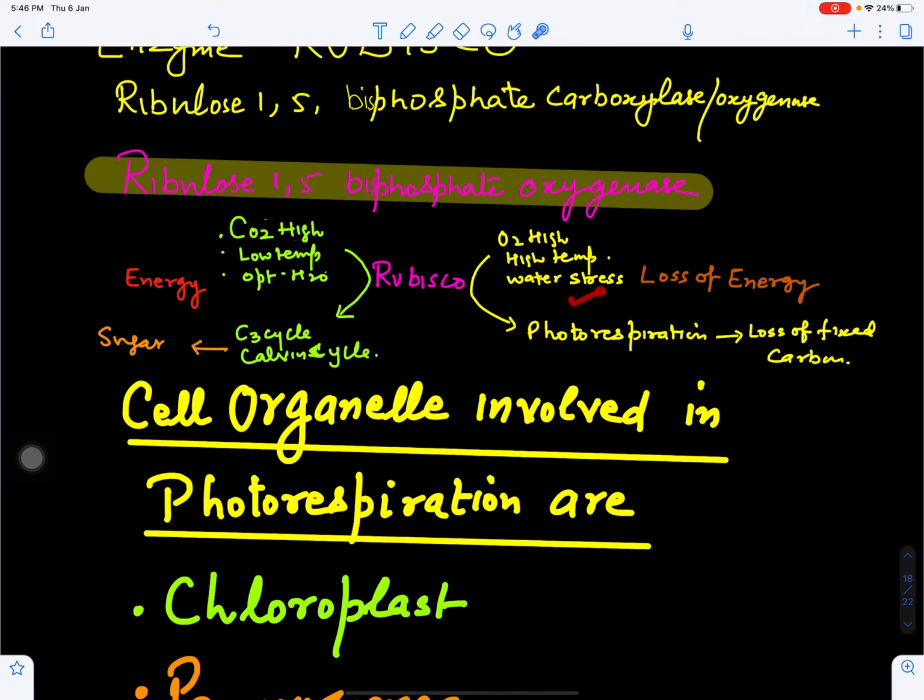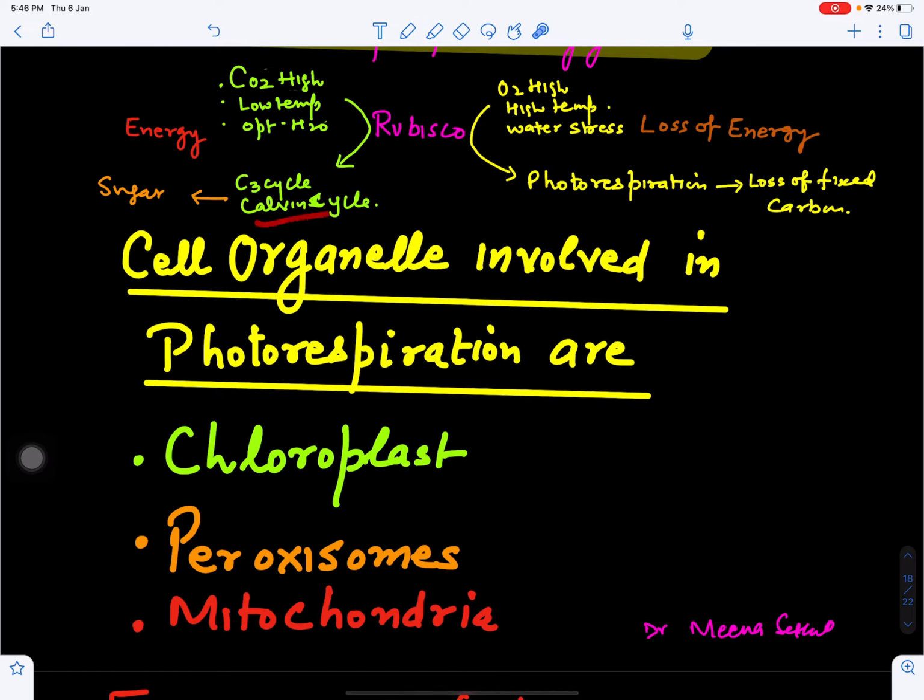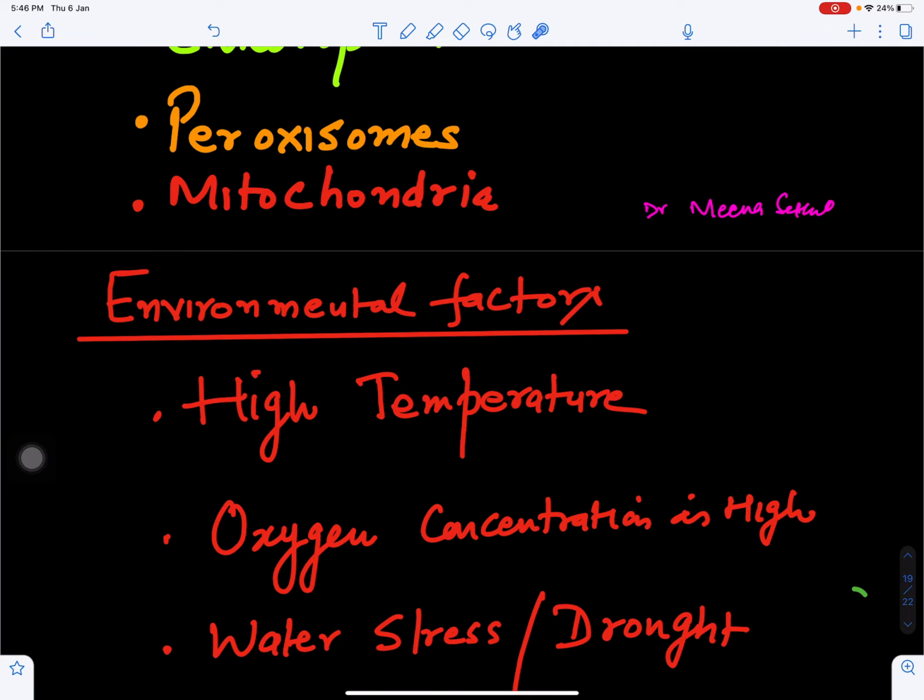And here which part is activated? Ribulose 1,5-bisphosphate oxygenase plays an important role in photorespiration. We will remember which part of the enzyme is active in photorespiration. Now, during the Calvin cycle, there is formation of sugar, but in photorespiration, there is a loss of photosynthetic products. So, this is different from normal respiration. Now, the cell organelles involved in photorespiration are chloroplast, peroxisomes and mitochondria. So, three cell organelles play an important role: chloroplast, peroxisomes and mitochondria.